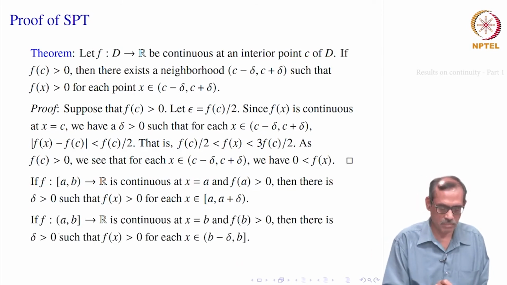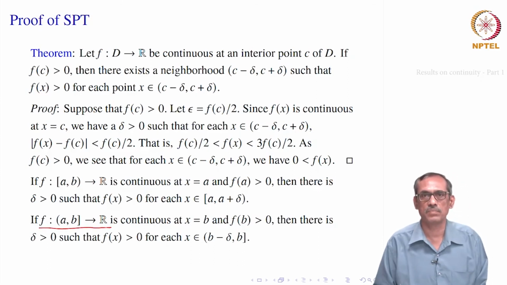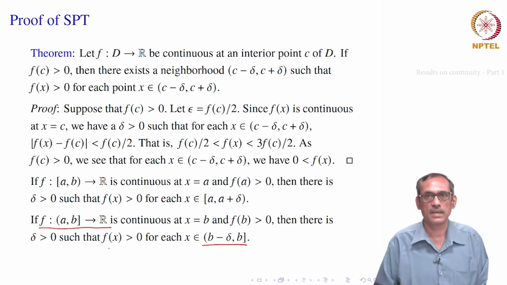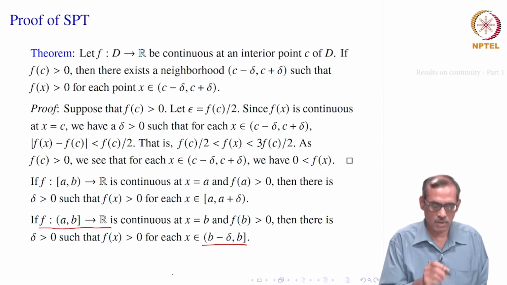Similarly, when it is the right end point, that is f from a b to R is continuous at x equal to b, and you know that f of b is greater than 0, then we have a left neighborhood b minus delta to b where f of x remains positive. Okay. So, I think this is understood, but then this is about positive.